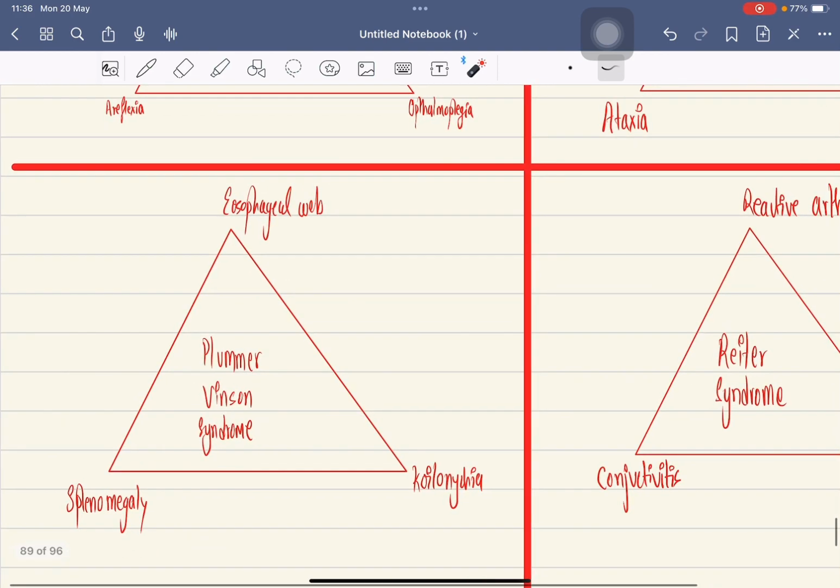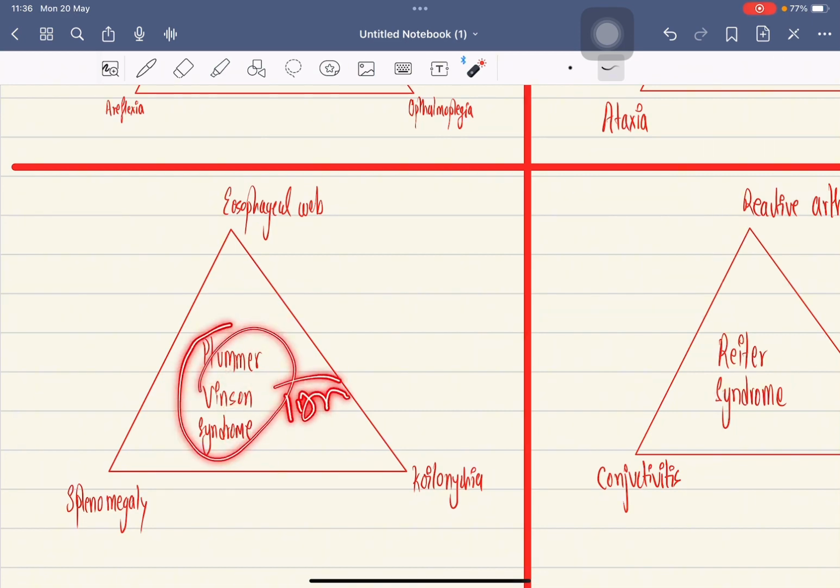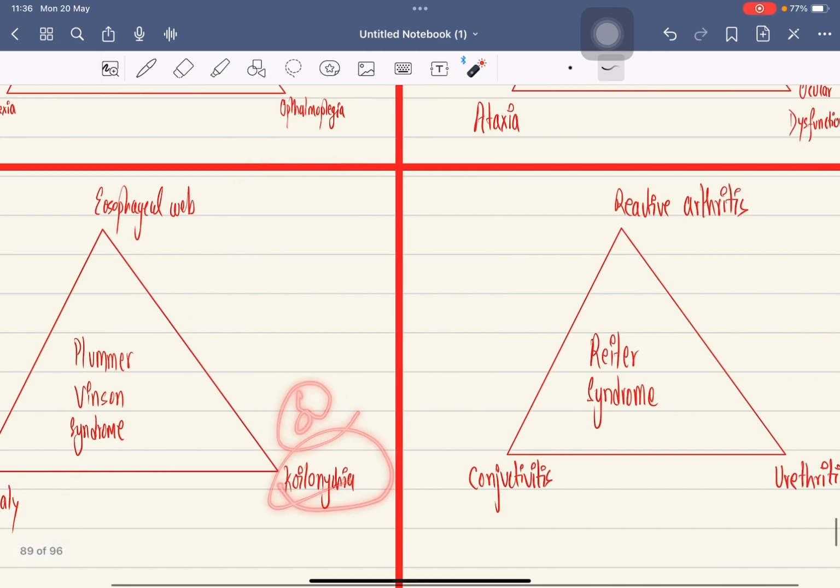Next, we have Plummer-Vinson syndrome. This occurs due to the iron deficiency anemia. We have the triad esophageal web, splenomegaly, and koilonychia. Koilonychia means spooning of the nail.